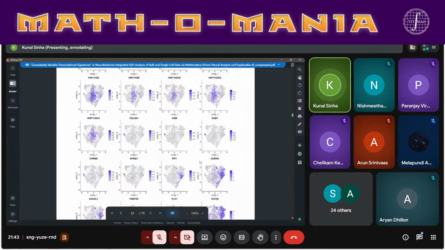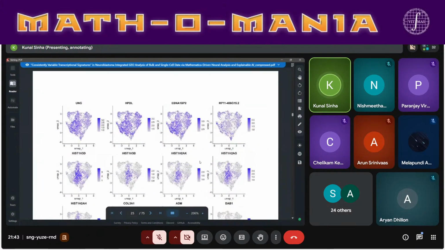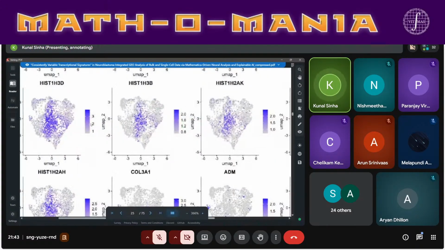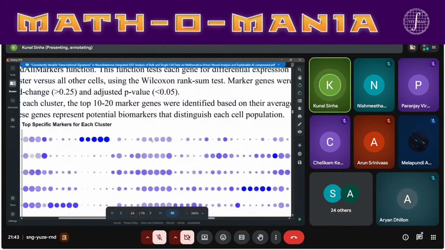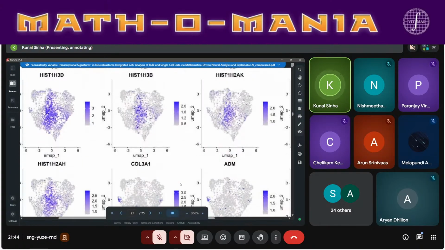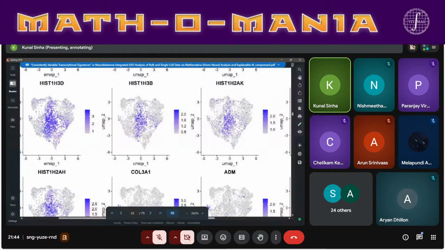So basically, this shows the expression of different genes in different parts of the data, right? So suppose this COL31A gene. Now, as you can see, it's exhibited in the central part. What was the central part again? If you remember, it's neuroblast. So this particular gene is exhibited only in the neuroblast.